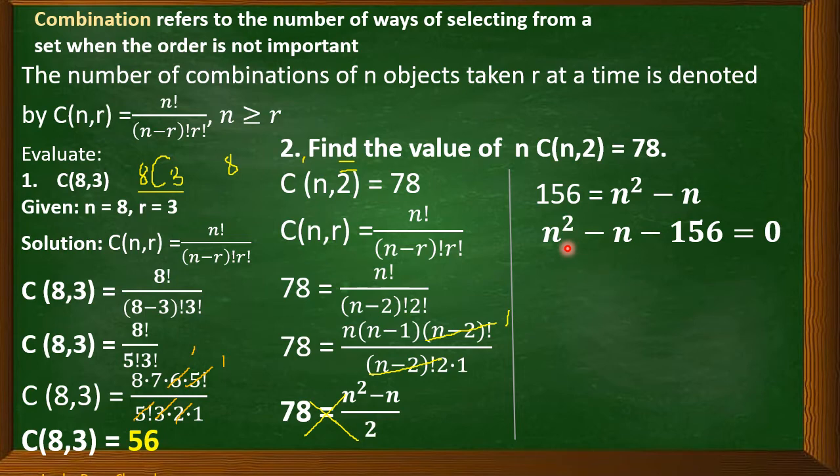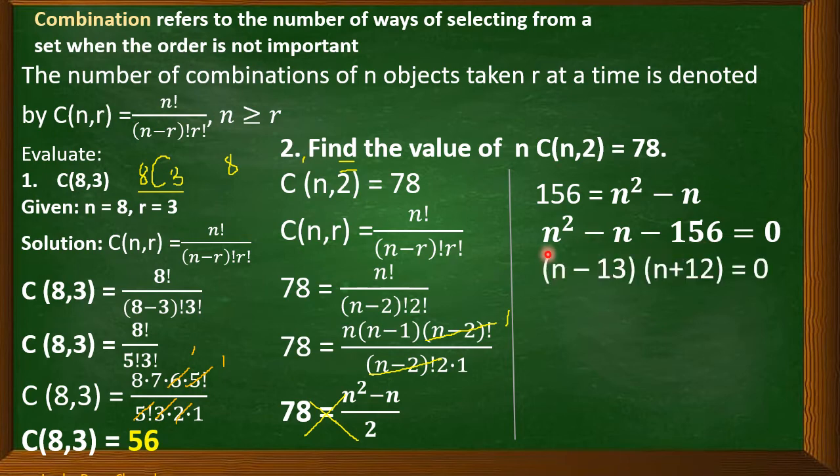So we have n squared minus n minus 156 is equal to 0. This 156 is transposed to the right side of the equation, so it becomes negative 156. So we have n squared minus n minus 156 is equal to 0. Solve this by factoring.